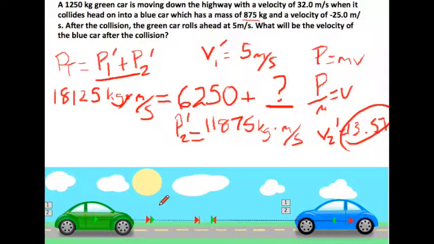So what it's saying is, these two cars collide. This one slightly rolls. This one goes back much quicker.